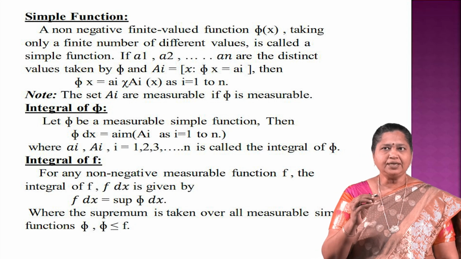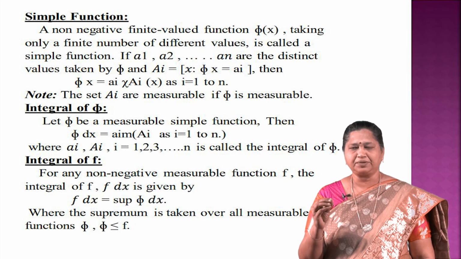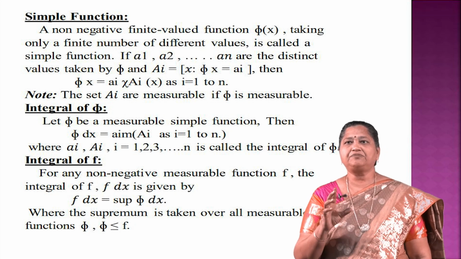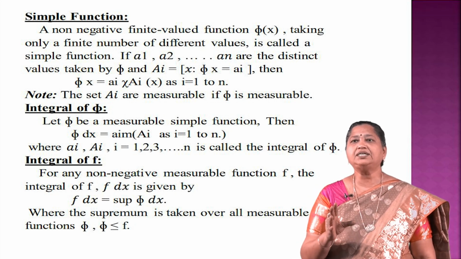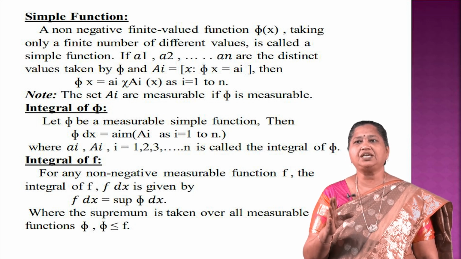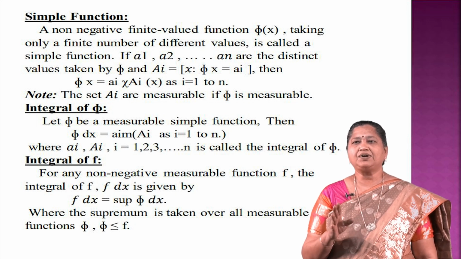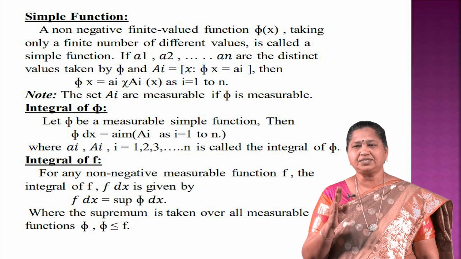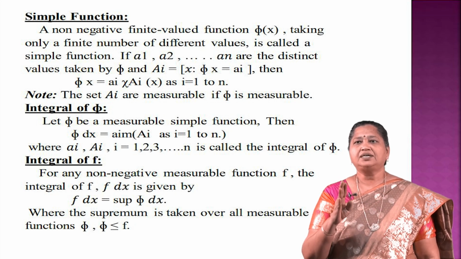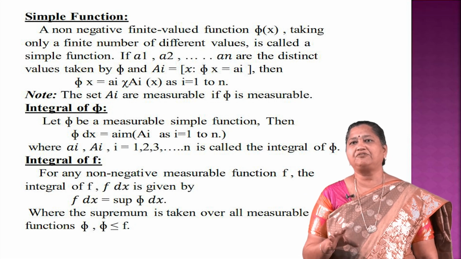The next one, integral of phi. Let us take phi as a measurable simple function, then the integral of phi dx is equal to the summation of ai times m of Ai, i equal to 1 to n, where Ai is a set, and this is called the integral of phi.